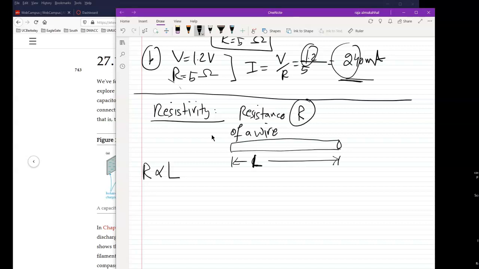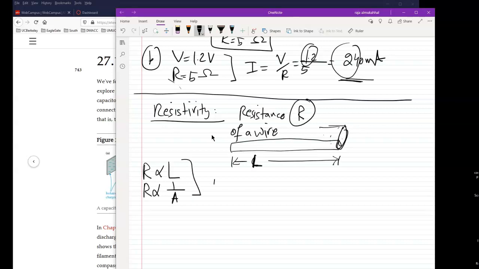Okay. What about if I make it wider? In other words, if I increase the cross-sectional area. Well, that means I can accommodate more electrons, or those electrons that are here have more room, right? So they will flow easier. So that means R is inversely proportional to the cross-sectional area.